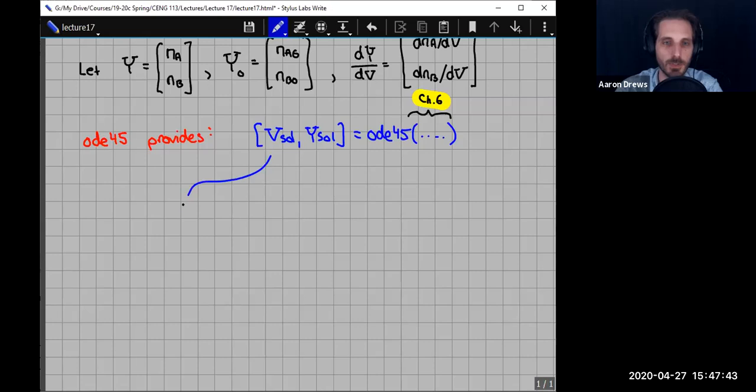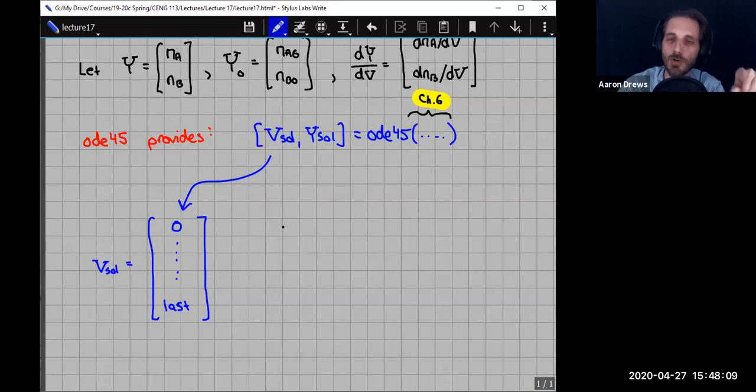So the VSOL that we get is going to look like a vector, right? And it's going to start at our initial value of V, and it's going to go up to whatever the last value is. Could you solve this with eigenvalues and eigenvectors? That's actually what ODE45 is doing.